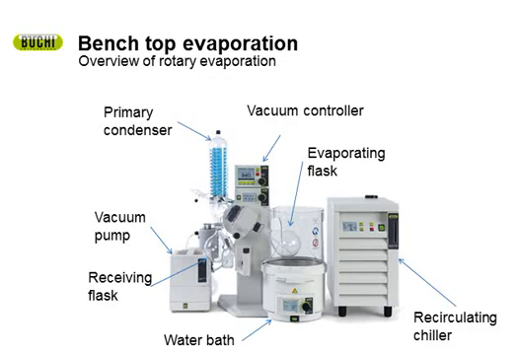You have your primary condenser, which is the energy out of the system, which is the coolant going through the coils. That's going to be produced by the recirculating chiller. You have your vacuum source and your vacuum controller, and your job with this is to, again, always make sure that the vapor temperature is 20 degrees less than the water bath temperature. Then, obviously, you have your evaporating flask where the sample is held in liquid form, and you have your receiving flask where the vapors are condensed back into liquid form.